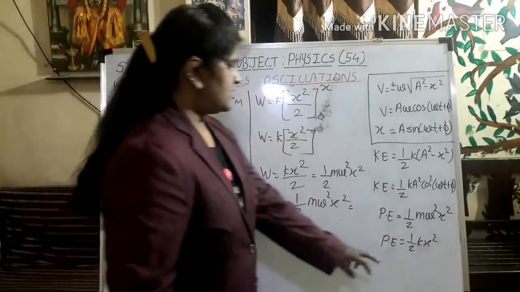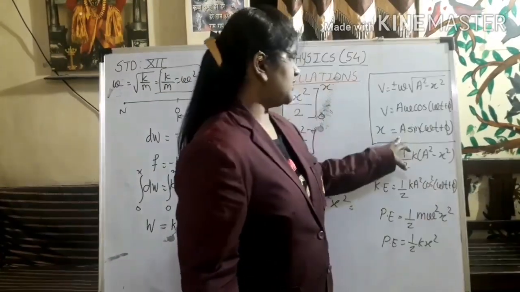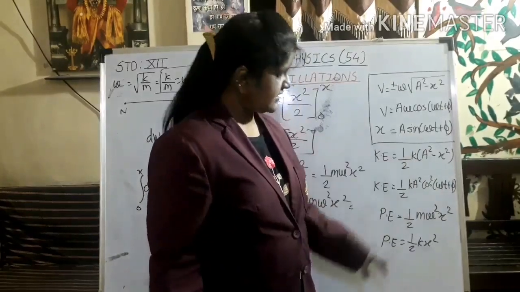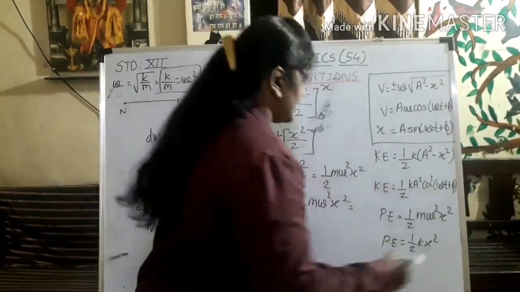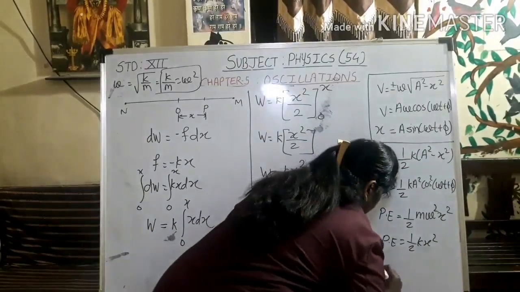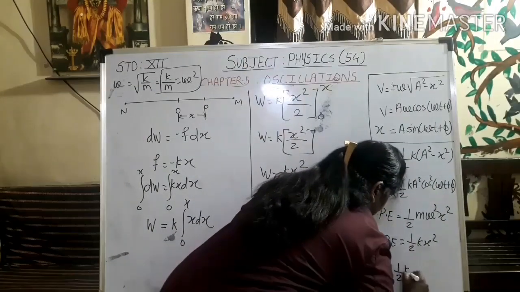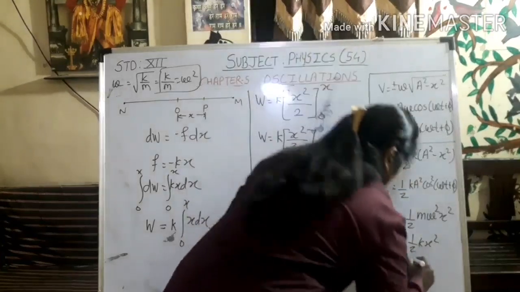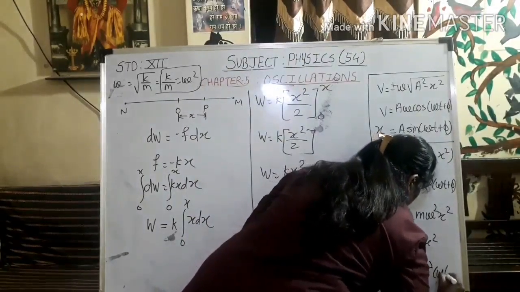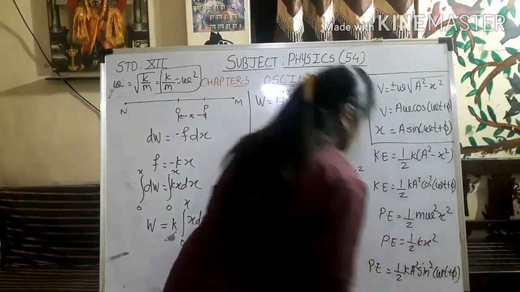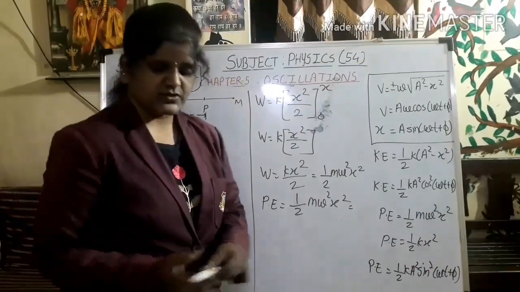Even instead of x I can put the value of this, and I can find the value for potential energy in another way like this. So what will that be? Potential energy is half k x square, which is half k a square sine square omega t plus phi. So I got three values of potential energy.